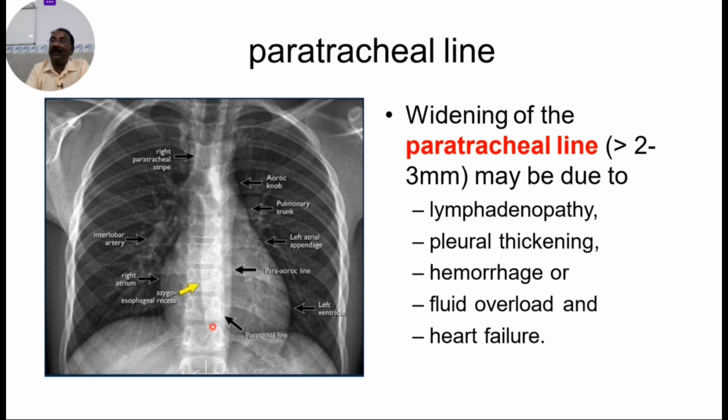Widening of the paratracheal line more than 2 to 3 mm may be due to lymphadenopathy, pleural thickening, hemorrhage, fluid overload, and heart failure. So we are interested in most of these conditions. Mostly the lymphadenopathy, thickenings, fluid overload, and the heart failure. So all these can be concentrated on the paratracheal lines. So from tomorrow onwards, whenever you see an X-ray, not only the trachea, concentrate on the paratracheal lines also.